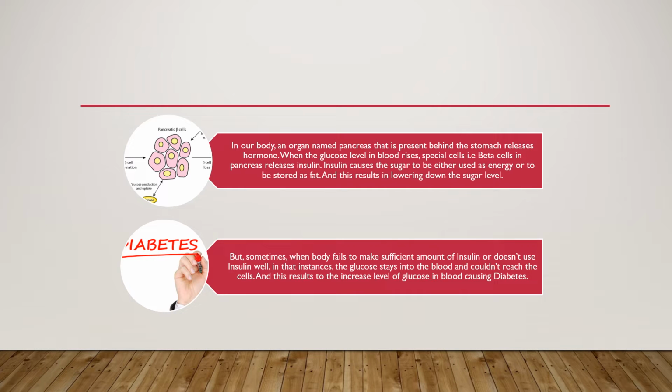Diabetes, also known as blood sugar, basically occurs when the glucose level in the blood rises and the body does not produce insulin. What is insulin? Insulin is a hormone which is secreted by the pancreas. This causes the glucose to stay in the blood without reaching the cells, and this causes diabetes.